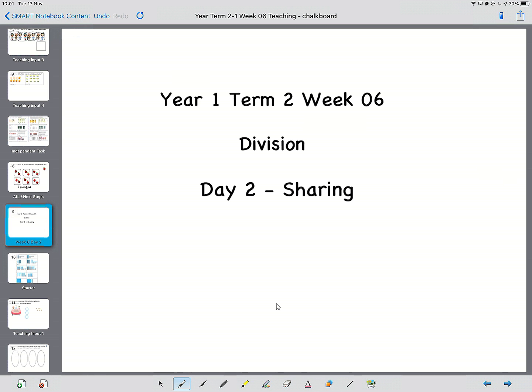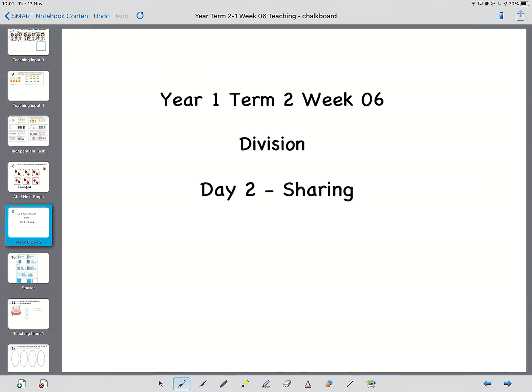Good morning, Year 1, and welcome back to our second day of work on division. Today we're going to be looking at dividing by sharing, which we introduced in yesterday's plenary. Before we start that though, we're going to have a go at some revision in our starter.